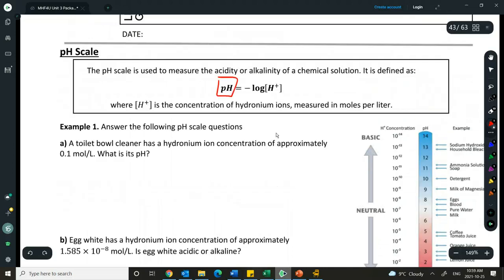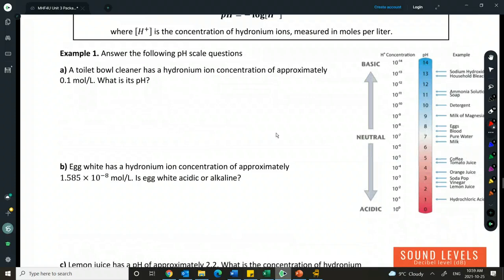The pH of a solution should be equal to the negative log. Remember, this is base 10 log. That makes sense because it's a base 10 system. Of this H plus represents the concentration of hydronium ions. So let's take a look at an example here.